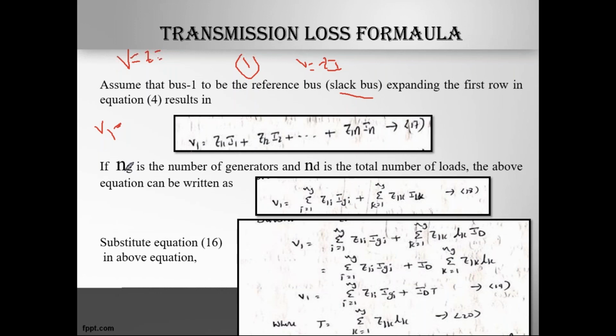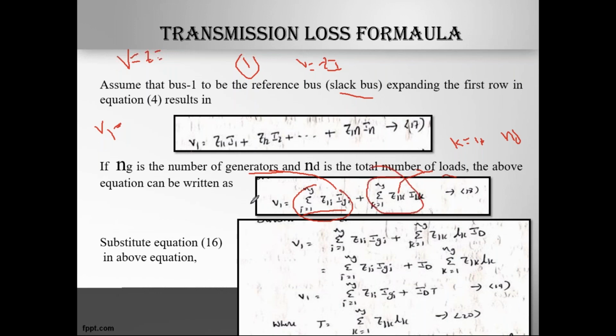Now if Ng is the number of generators and Nd is the total number of loads, the above equation can be written as follows. Combining generators and loads, V1 is equal to this term, which belongs to the generators, plus this term, which belongs to the loads. Why? Because, as I already said, we found L_K previously, where K is equal to 1, 2, 3 up to ND, the number of loads. So the first term belongs to the generators and the second one belongs to the loads.